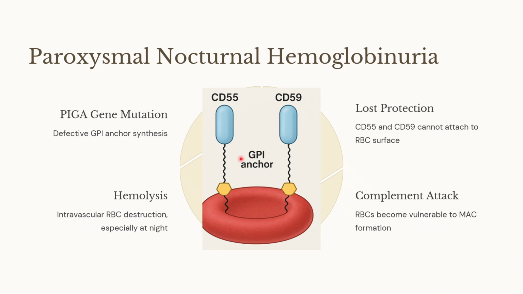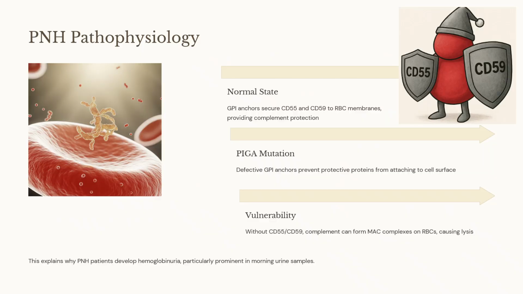What is the gene that codes for the GPI anchor? That is the PIGA gene. When there is a PIGA gene mutation, there is a defective GPI anchor. CD55 and CD59 cannot attach to the RBC surface. Therefore, the RBCs become vulnerable to destruction mediated by complement, resulting in hemolysis, especially at night. You can imagine CD55 and CD59 as an armor for our RBCs. When that is not there, the RBC is attacked by our own body's complement, resulting in lysis.